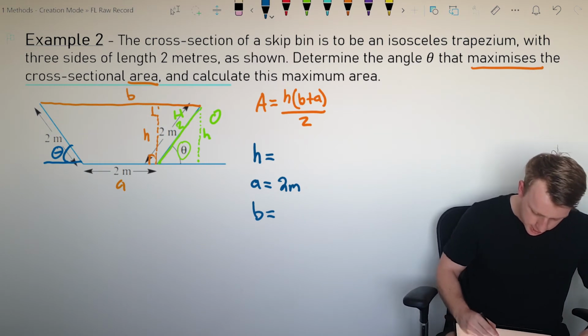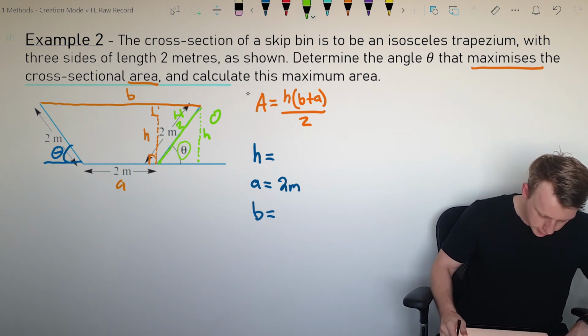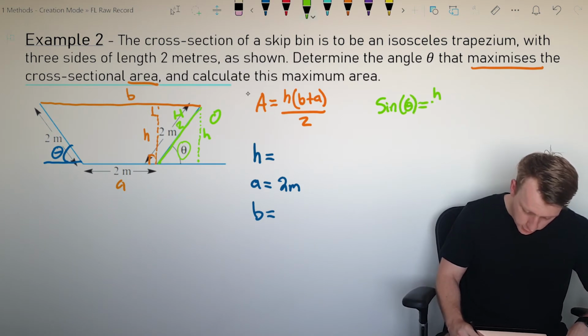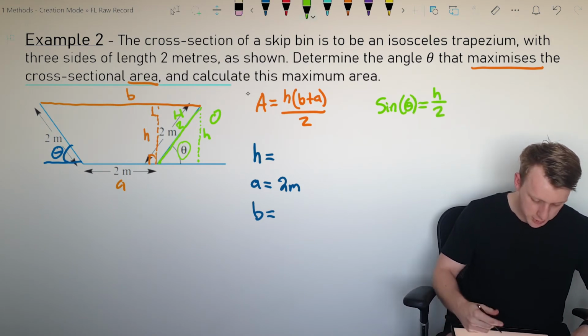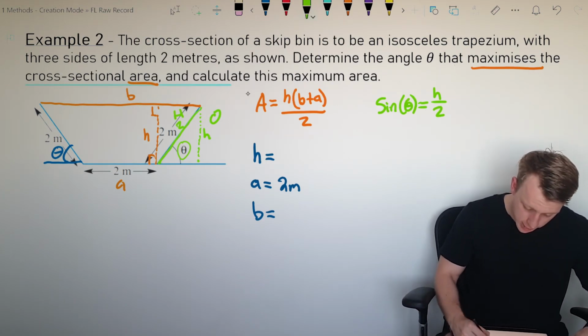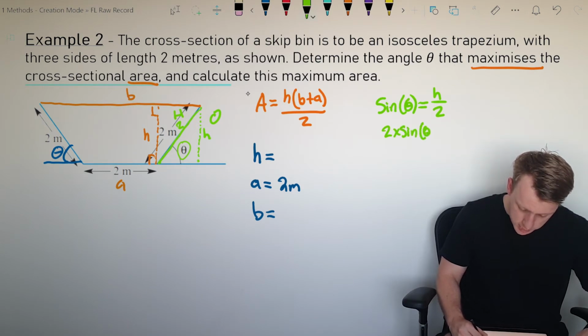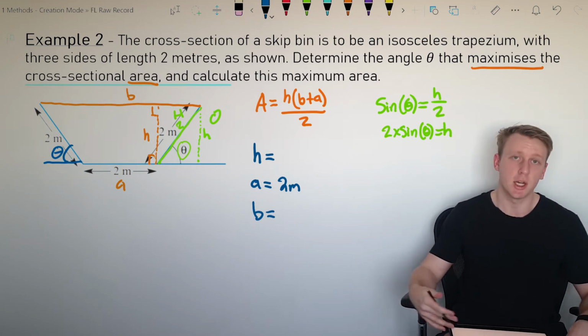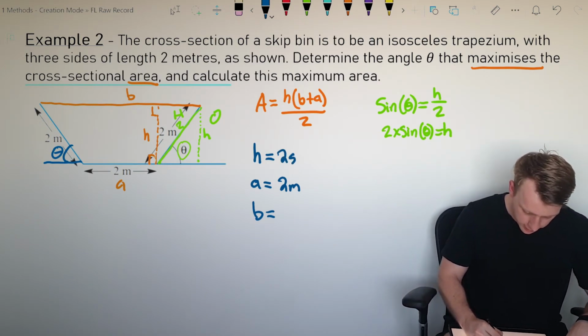I'll do it in green over here. That means that sine of theta is equal to h divided by 2. Right? That's just using sine equals opposite over hypotenuse. I can rearrange this for h. I would say that 2 times sine of theta is equal to h. And that's what I'm going to plug in here. So instead of writing h, I know that's equal to 2 sine of theta.